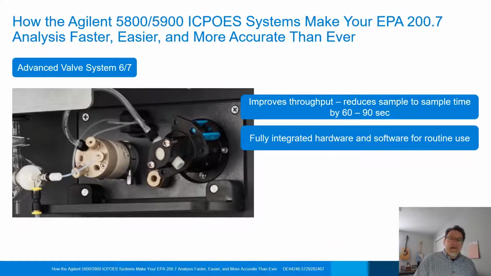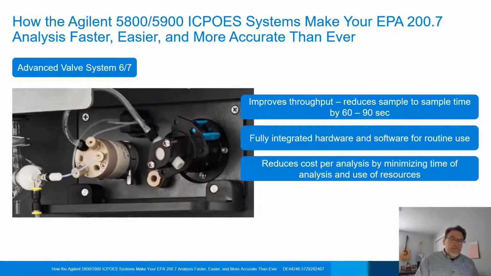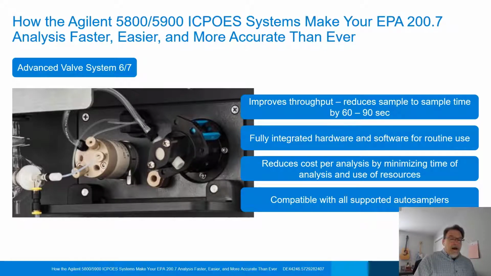It does have fully integrated hardware and software. There's nothing else that you have to buy. There's no software discussion that has to take place. It is part of the instrument, and the software is native to the instrument software. So there's nothing else that you need to learn. It does reduce the cost of analysis by minimizing the time of analysis, obviously, and the use of all the resources that go into analysis. So that's another huge time saver, and another thing that makes your lab faster and more nimble. It is compatible with all autosamplers. No matter what autosampler you're using, you can use the AVS 6 and 7. So you don't need your own special autosampler, or you don't need our special autosampler.